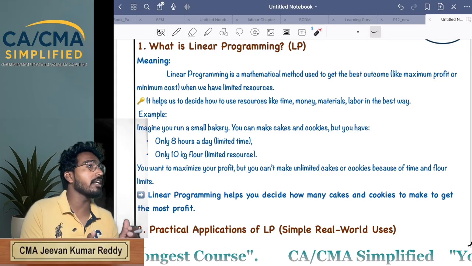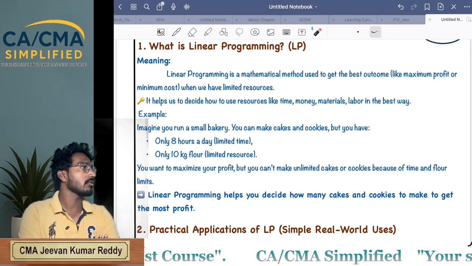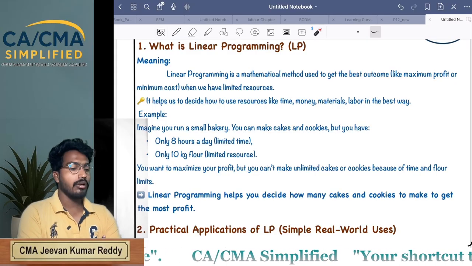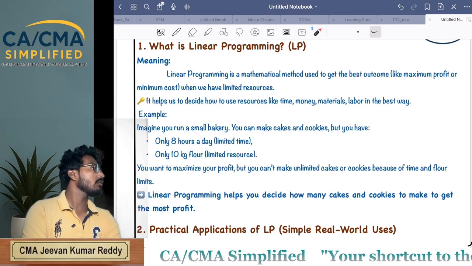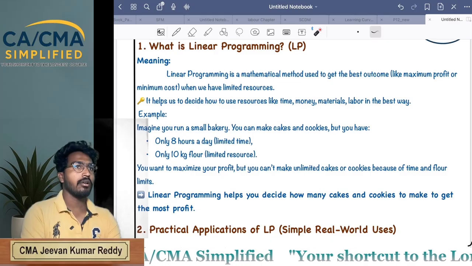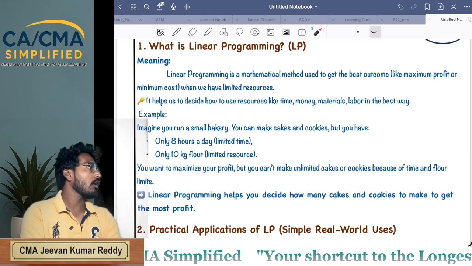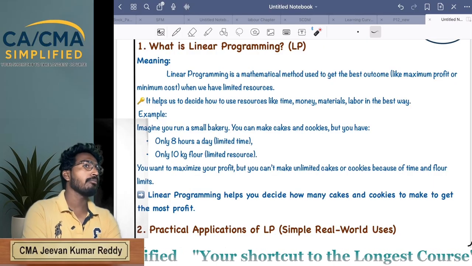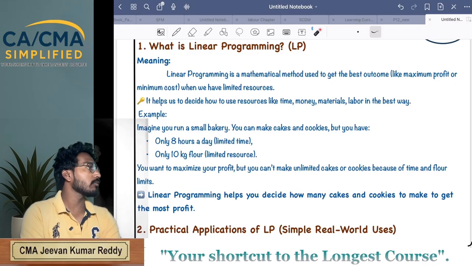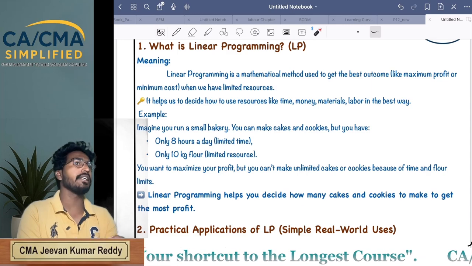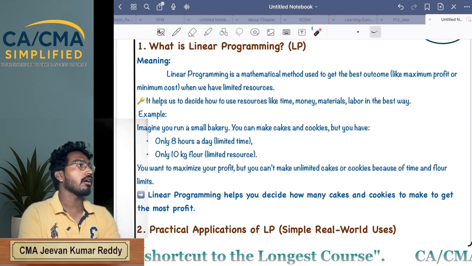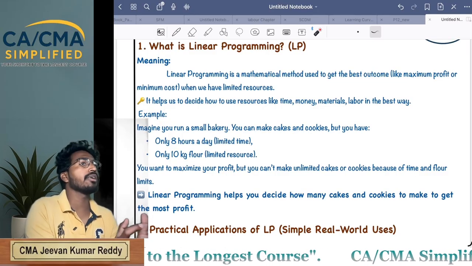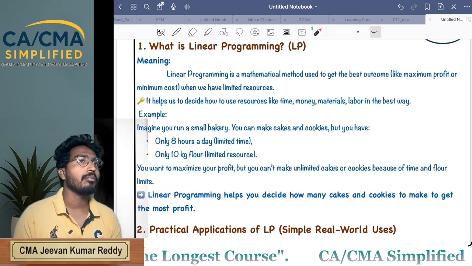Can I make unlimited cookies and cakes? Why not? Because of limited resources. Now, linear programming will tell me how many cakes I should produce and how many cookies I should produce so that my profit will be at maximum. So, by solving the linear programming equation, I can arrive at how many cakes and cookies I must produce to get the maximum amount of profit.